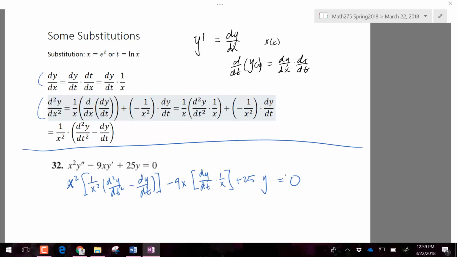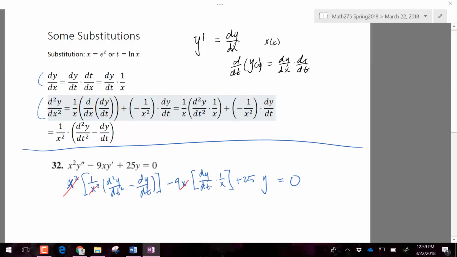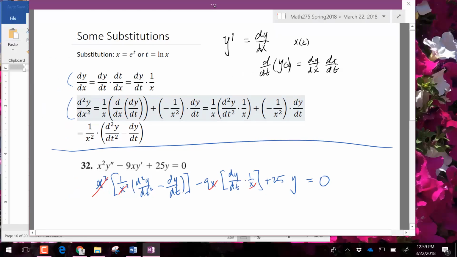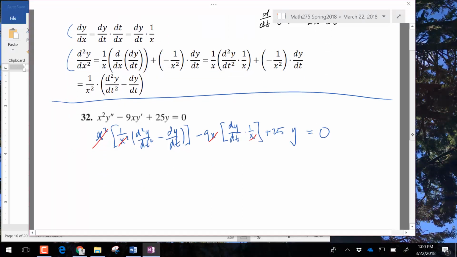Okay. All right. So let's cancel what's supposed to cancel. The point was that we're expecting that to cancel so that we can rewrite this without the x's. So we have d squared y/dt squared minus dy/dt minus 9 dy/dt plus 25y is equal to 0. And now we're going to solve this differential equation with t's.